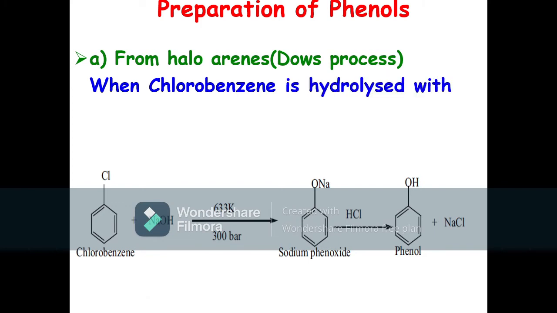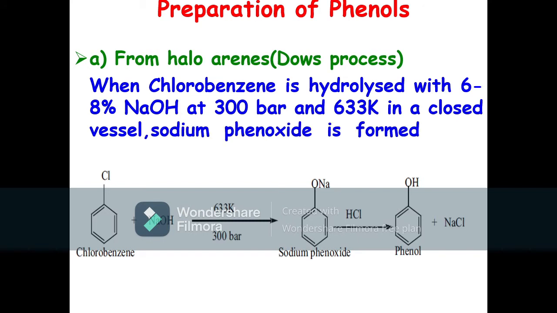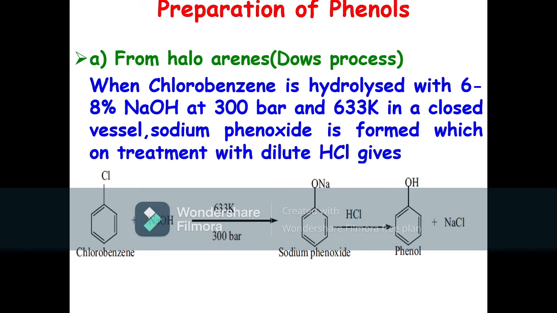The phenols can be prepared from haloarenes, or this process is called the Dow's process. It is an industrial process in which phenol is manufactured on a very large scale from haloarenes. Halo means halogens. You know about the halogens. What are the halogens? The 17th group elements are called halogens. Arenes means aromatic rings or aromatic structures.